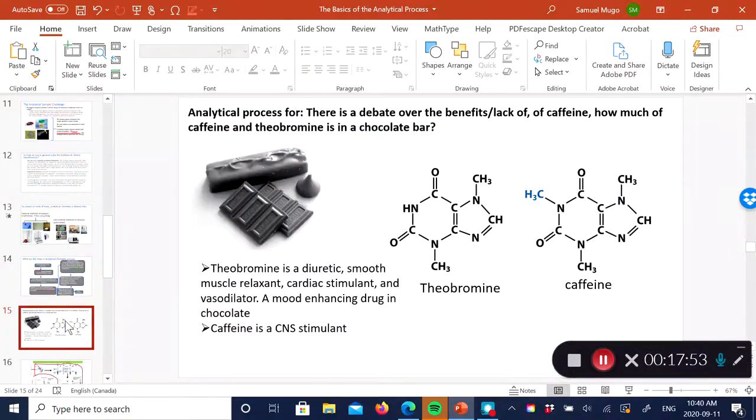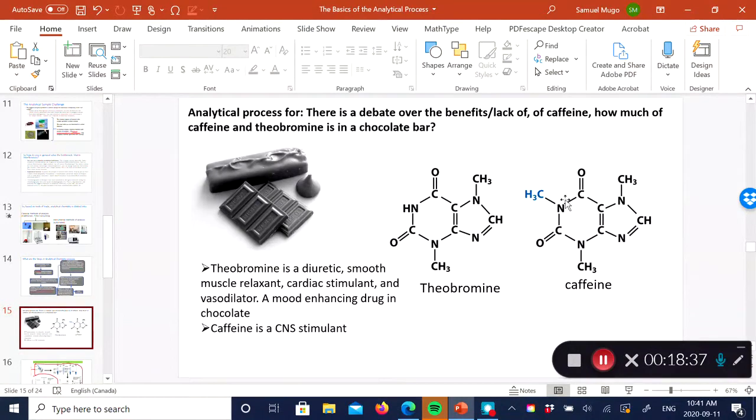Maybe I'll give you a specific example. You've been asked to determine the amount of caffeine or theobromine that are present in a chocolate bar. And you've got two types of chocolates. You've got the white chocolate and you've got the dark chocolate. Theobromine is always present at different levels in cocoa. And theobromine is a mood-enhancing drug. It's a diuretic, it's a muscle relaxant. And you also have the caffeine, that most of us are dependent on, which is a central nervous system stimulant, and most of us can do without it.